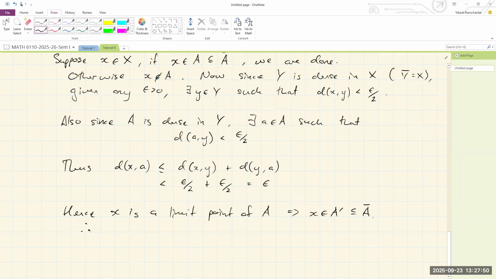So therefore, it follows that the closure of A is equal to X. And so A is dense in X. That's what the closure of A equal to X means. A is dense in X, but A was countable. Okay, so X contains a countable dense subset. That is, X is separable.